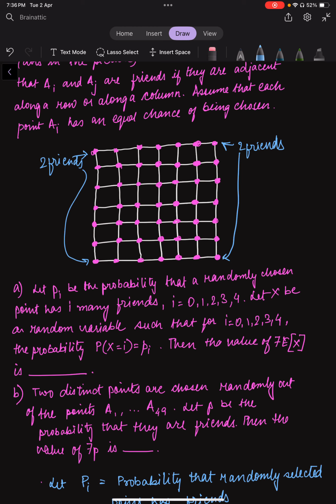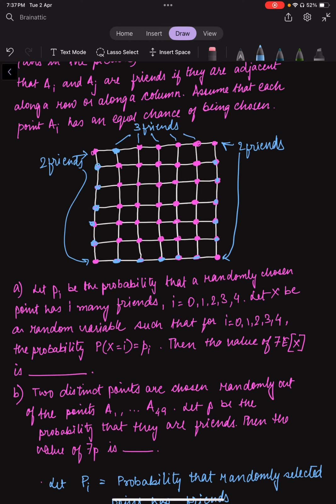Same for this guy. All the points on the edge will have three friends. So this guy, this guy, this guy, and this guy will have three friends. So let us understand how they will have three friends. We'll take this guy. It will have this guy as a friend, this guy as a friend, and this guy as a friend. So it has three friends. And all the edge points will have three friends. I'll just mark all the edge points in case you have any doubts. So all the points on the edge will basically have three friends.